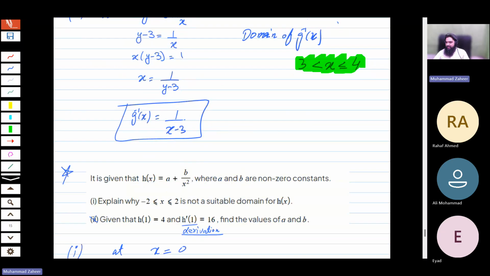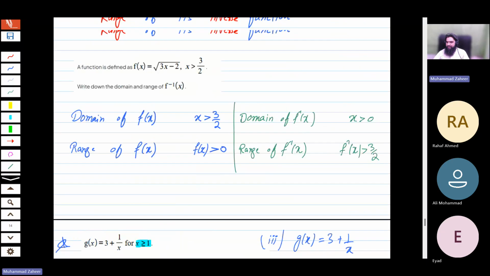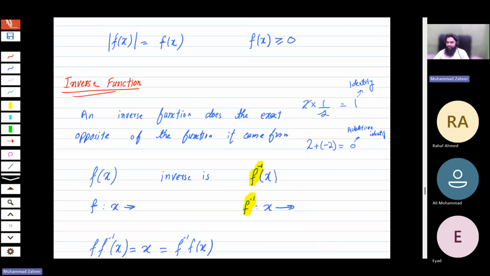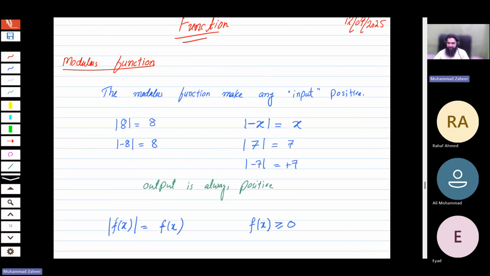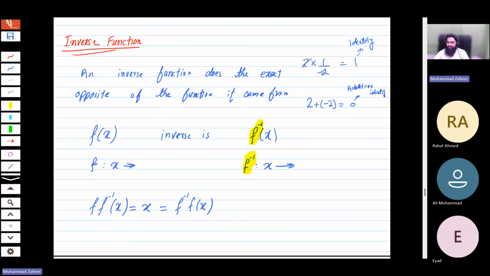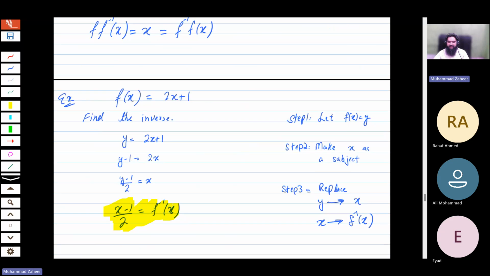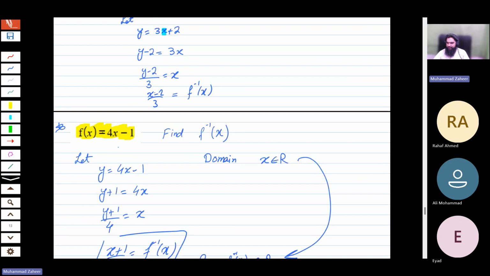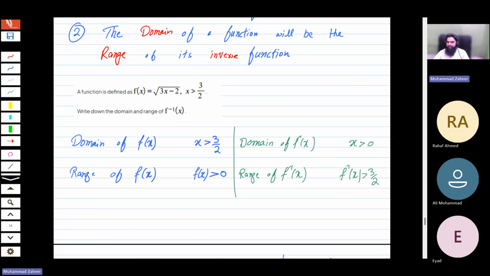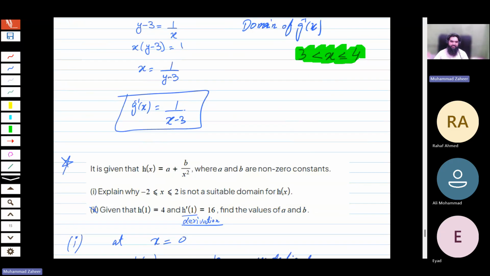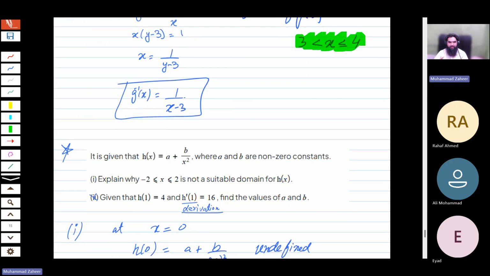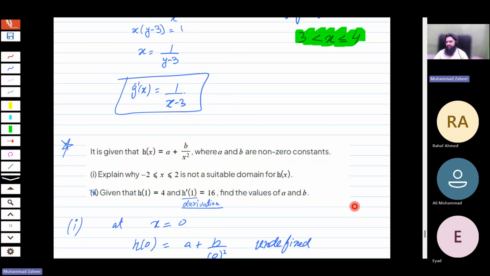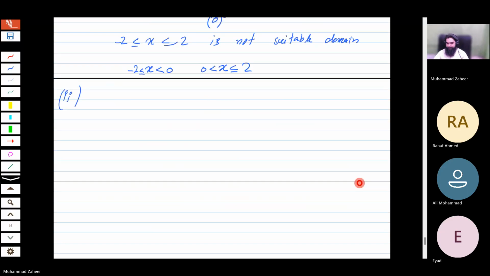Yes, everyone. Any question about the inverse? So in today's class, we just had to talk a little bit about the modulus function, and then go for the inverse one. We have learned how to find the inverse of the function, and then we talked about the domain and range of the inverse function. That is really easy. The domain of the function will become the range of the inverse function, and the range of the function will become the domain of the inverse function. That's it.